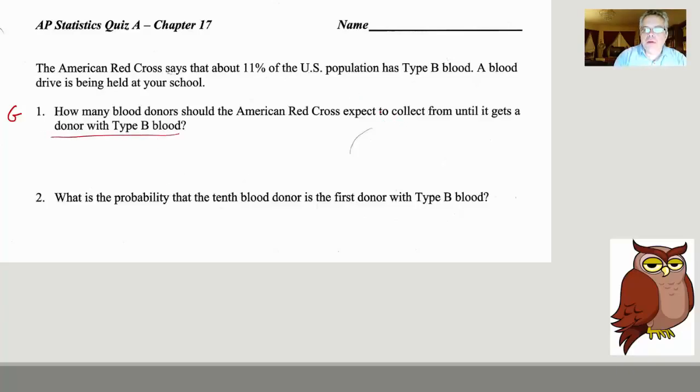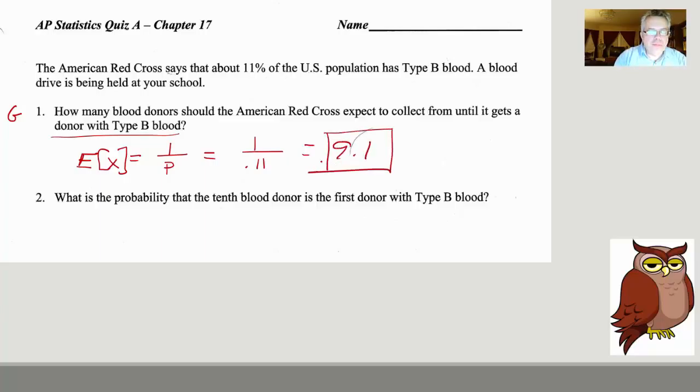Now it wants to know how long we can expect, so it's asking for expected value. For the geometric model, expected value is 1 over P, the probability of success. So it'd be 1 over the probability of getting a person of type B blood. So it's 1 over 0.11, which is 9.1. So if you put that for the answer, you did really well.